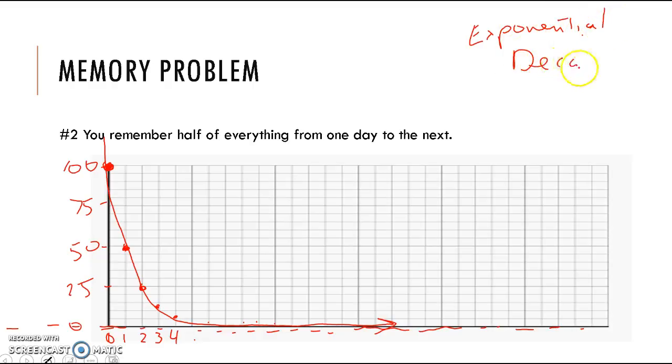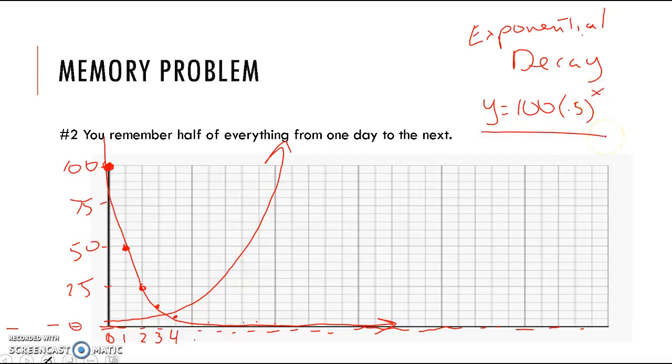And the reason it's exponential decay is because it's not growing like the last one, where it started off slow and grew. It's actually just the opposite. It's shrinking really fast, but then it starts to shrink in really small amounts as it gets closer and closer to the x-axis. And so the general equation would be y equals 100, because that's what you started with, times the growth factor. If you remember half of it, the growth factor is going to be 0.5 to the x power. And so that is what this function would look like if we graphed it.